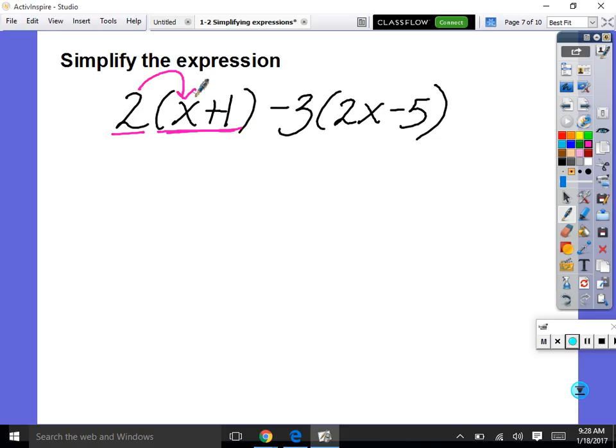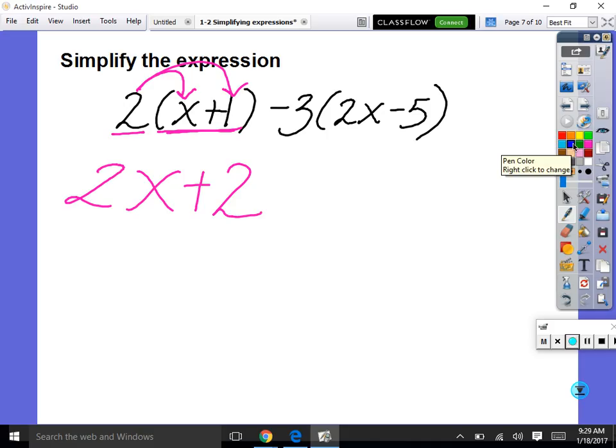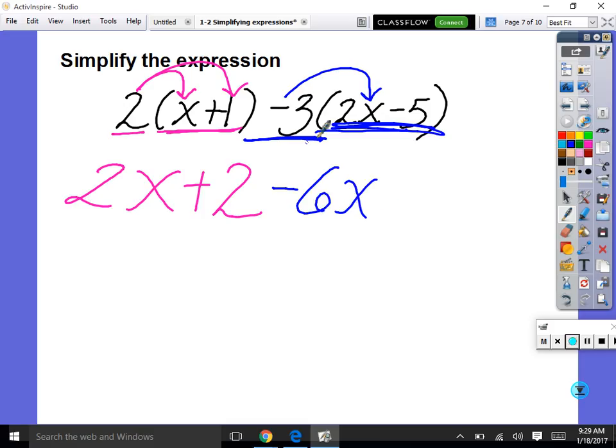So 2 times all that stuff. Let's distribute. 2 times x is 2x's, true? 2 times positive 1. Let's get in the habit of saying plus 2, right? Positive 2. Now careful here. This is where people mess up, but not you. You're not getting it wrong because I'm teaching you. This is not just 3. This is negative 3, correct? Negative 3 times all that stuff. Negative 3 times positive 2x's. How many x's? Negative 6x's. Now this is negative 3, not 3. Negative 3 times negative 5 is positive 15.